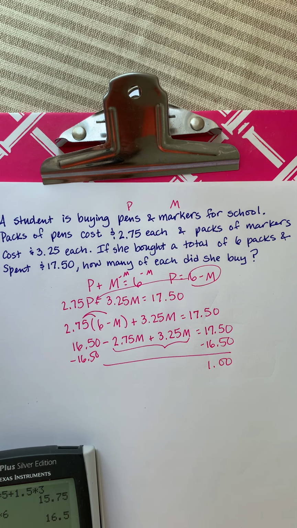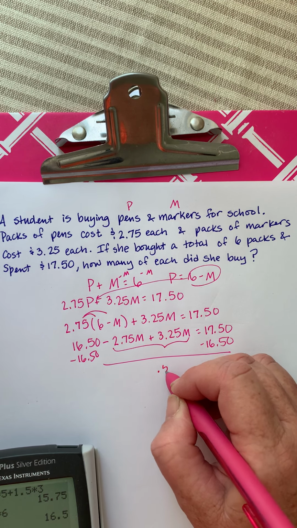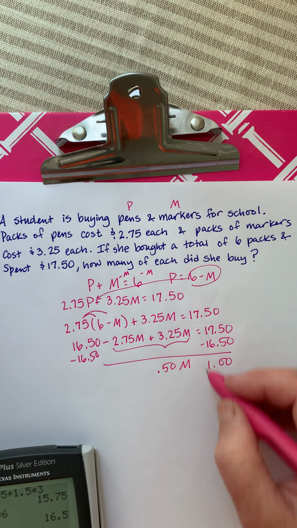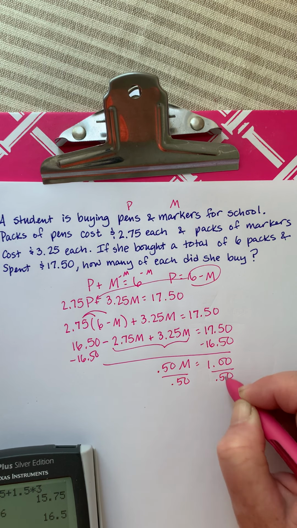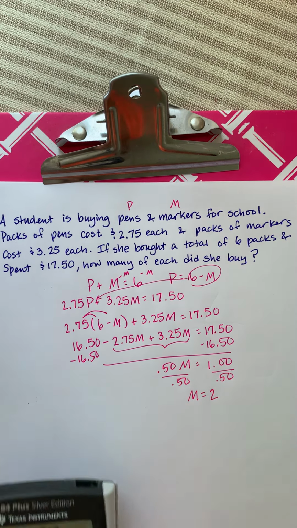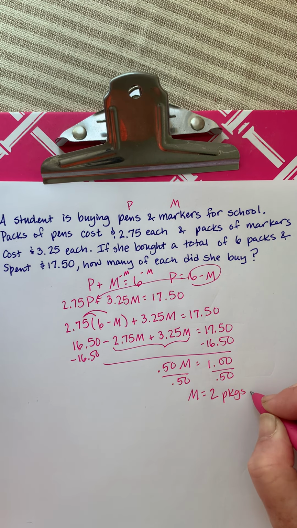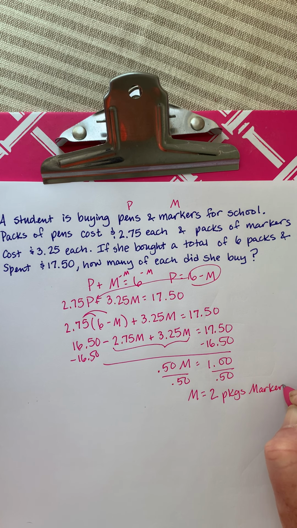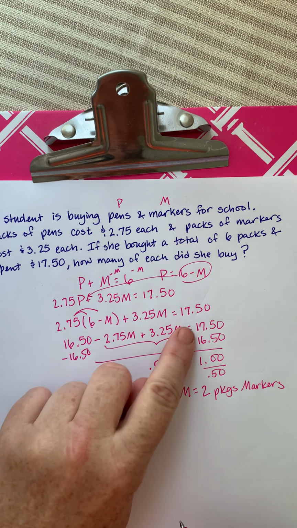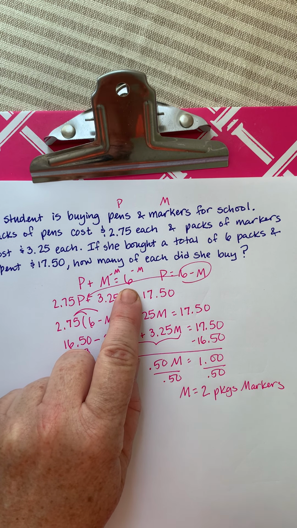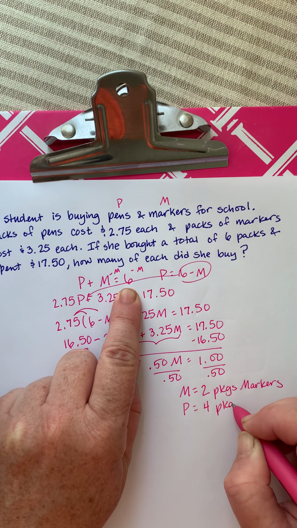That's $1. Okay, and negative 2.75 plus 3.25 is 50 cents times m. And if I divide by 50 cents, m is going to be 2. M is 2, so 2 packs of markers. Make sure you label your answers. That's very important. Okay, and she bought a total of 6 packs, so this will be 4 packages of pens.